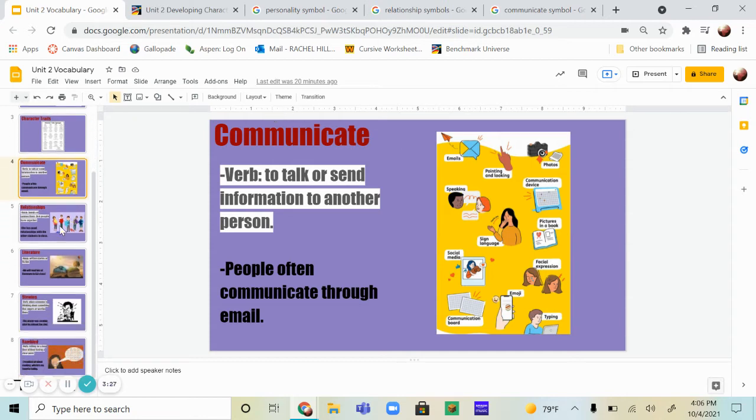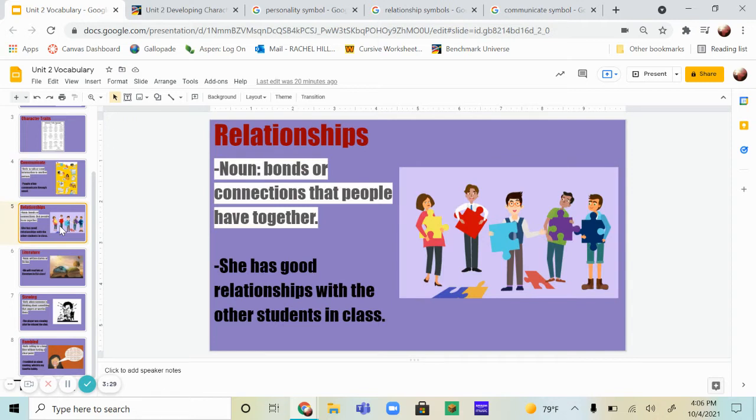Our next term after communicate is relationships. So these are the bonds or connections that people have together. So relationships can be just because you have to work together. Relationships can be because you want to be friends. We all know about romantic relationships. So there's all different kinds of relationships. Our sentence that goes with this one is, she has good relationships with other students in the class.